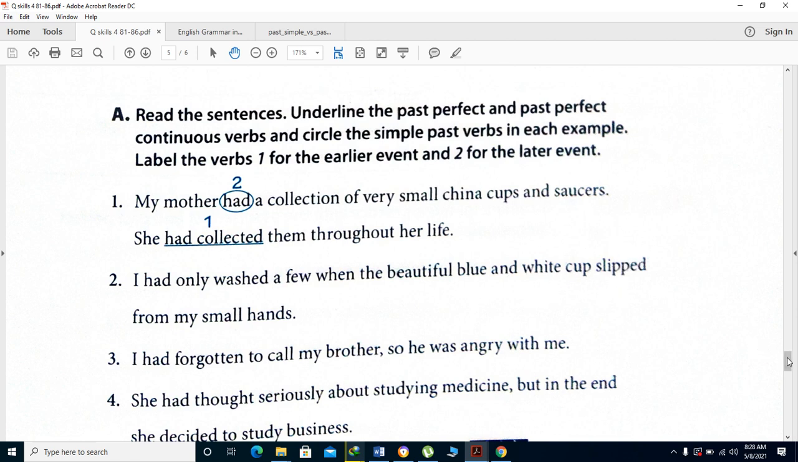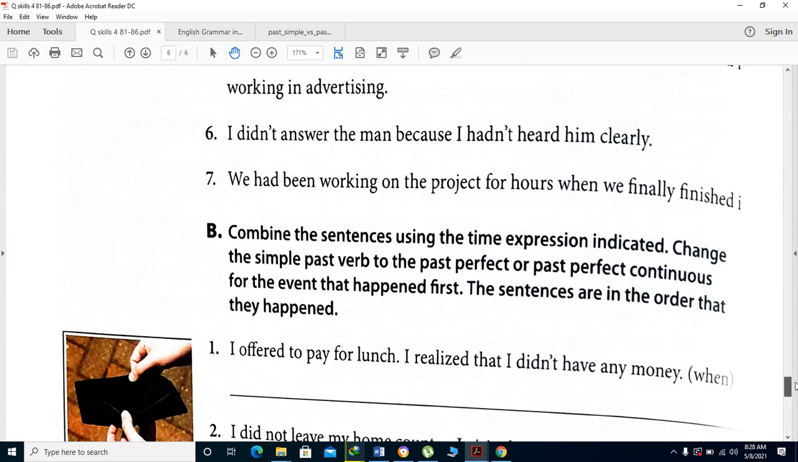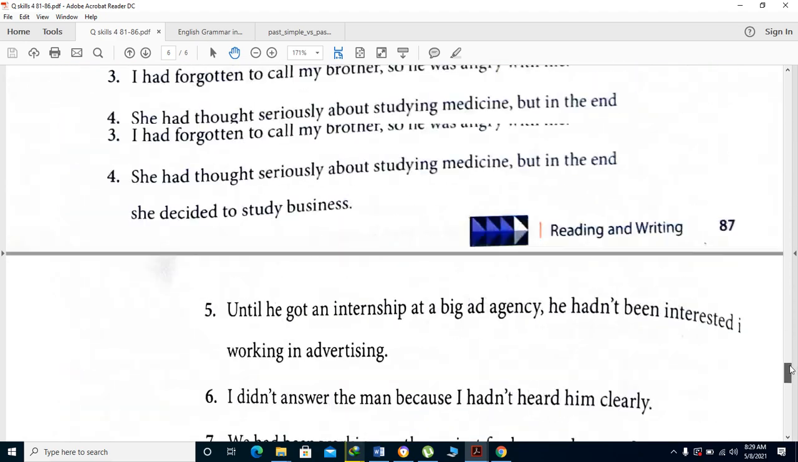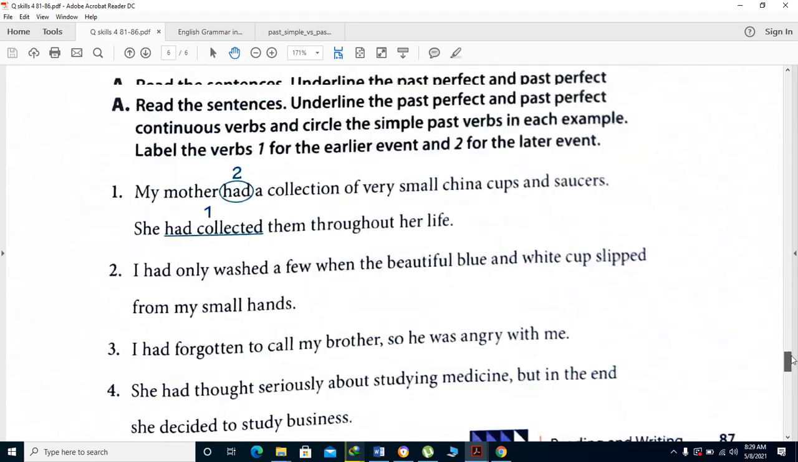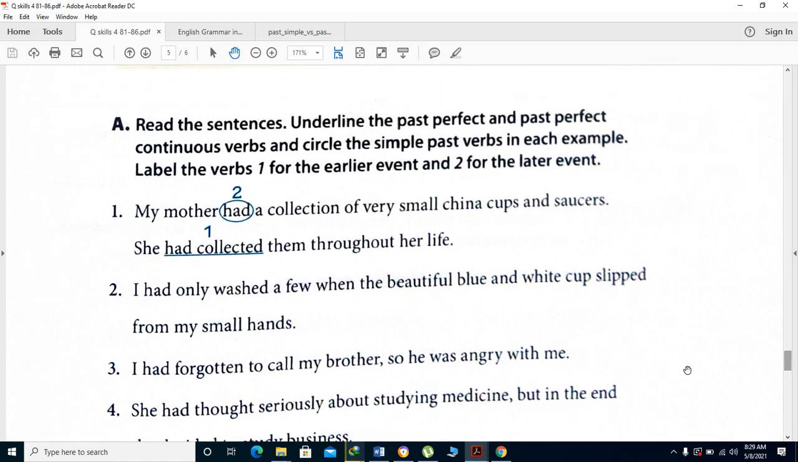Please do this exercise and send your answers to the group. I will check them. You can also work on exercise B and send your answers. So we will talk about it later, but I am looking forward to this exercise A. Please do exercise A today and send your answers to me.